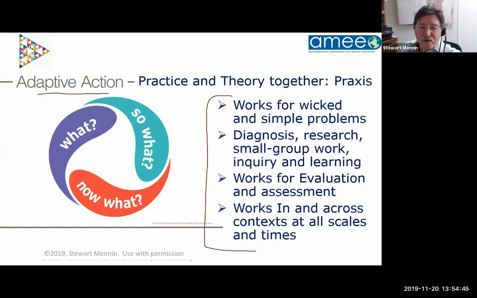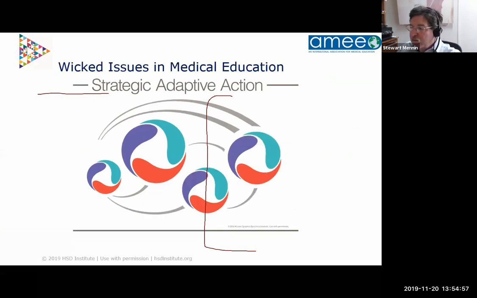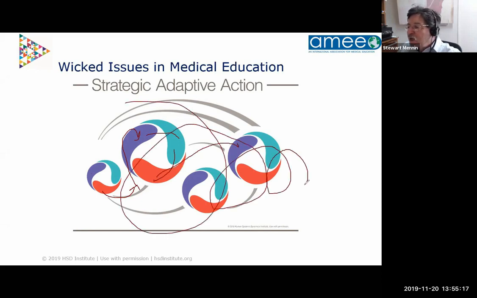When I go into somebody's laboratory or clinic, the first thing I say is, what questions are driving your interests here? So this process of what, so what, now what is iterative, and it keeps rolling forward. Once you ask a what question and a so what, and then you do something, you've changed the situation so that you can ask a new what, a new so what, a new now what. And so this is an iterative process, and it keeps rolling forward. And this is how you deal with wicked problems, using simple rules to make progress.